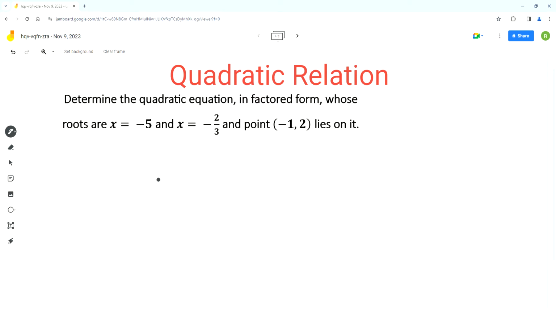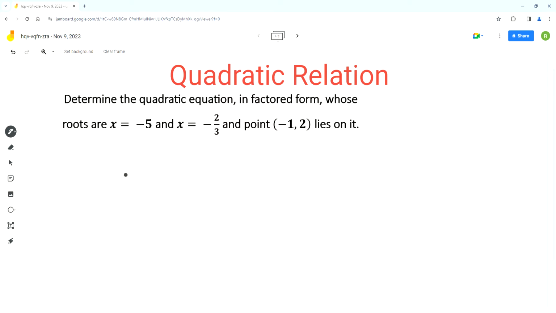So in this video, we'll use the concepts of quadratic relations. Determine the quadratic equation in factored form, whose roots are given as x equals -5 and x equals -2/3 and point -1, 2 lies on it.